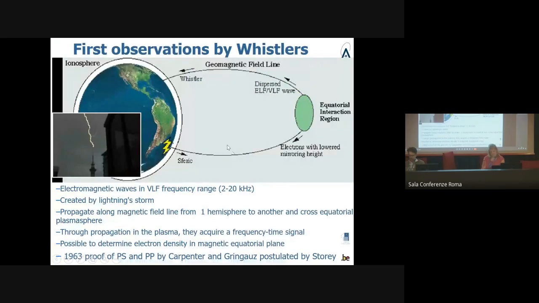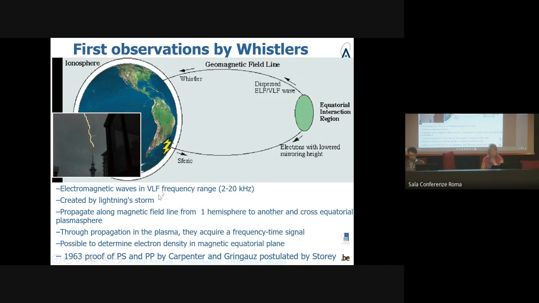Thus, the plasmasphere itself was discovered, or at least confirmed, much later than the ionosphere. It's only in 1963 that there was a proof of the existence of the plasmasphere and of the plasmapause, by Carpenter in America and Gringauz in Russia. And this region was postulated by Storey a little bit before with the detection of Whistler waves.